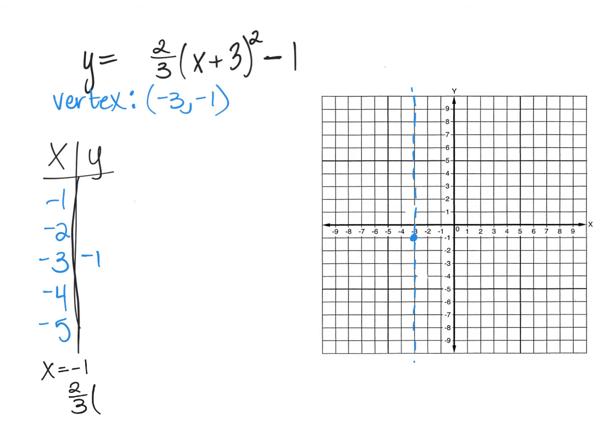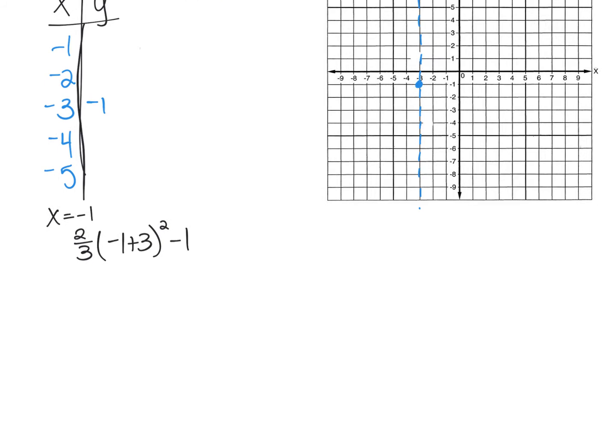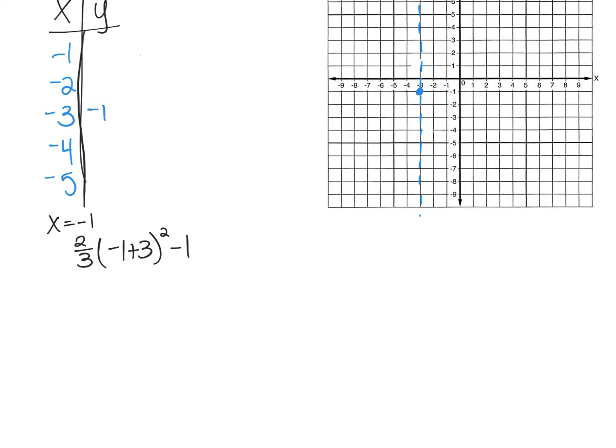2/3 times negative 1 plus 3 squared minus 1. Now this is where people make mistakes. This is order of operations stuff. We have to do what's inside the parentheses first, and we're not trying to FOIL anything out. We just need to do what's inside. Negative 1 plus 3 is what? 2. So I get 2/3 times 2 squared minus 1.